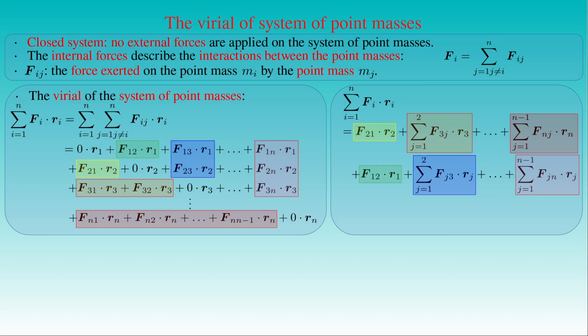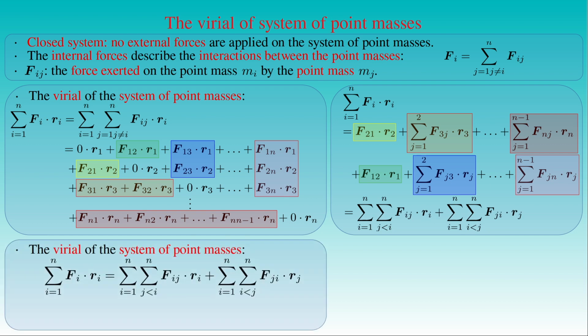By collecting the terms from the lower and the upper diagonal areas in the sum of the virial, we have obtained a set of sums arranged in two rows, which can be combined into two double sums. Then the sum in the virial of the system of point masses is given by the sum of the dot product of the force F sub ij and the position vector Ri from i equals 1 to n and for j less than i, plus the sum of the dot product of the force F sub ji and the position vector Rj from i equals 1 to n with the indices j greater than i.